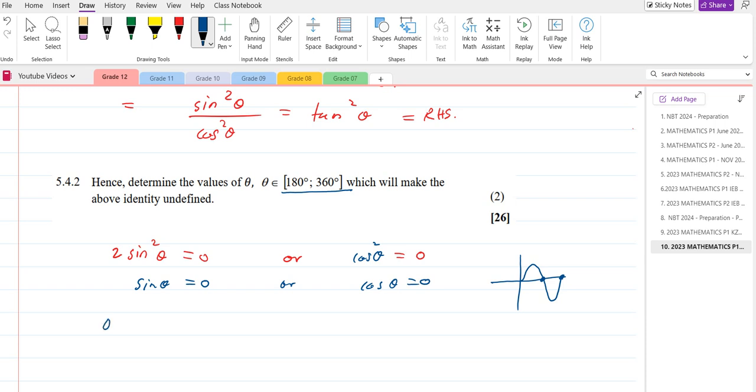So theta equals 180 degrees, 360 degrees, and don't forget about cos theta. When is cos 0? Cos is 0 at 270 and 90, but we don't want 90, only 270 degrees. So these are the values of theta when this identity will become undefined, right? So I hope you guys understand this.